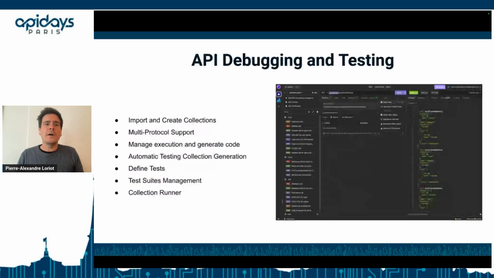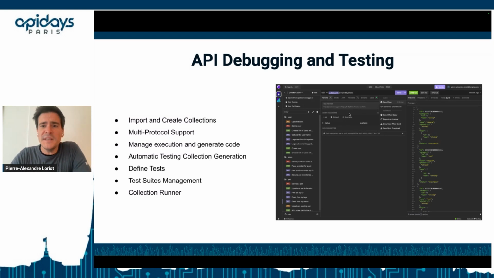Now, once you have designed your APIs, you can debug and test them. So basically, you can import or create a collection from scratch, and you can support multiple protocols with Insomnia. If you want to test and debug REST APIs or legacy SOAP APIs or modern GraphQL, gRPC, AsyncAPI, it's possible. We support all the standards in terms of APIs.